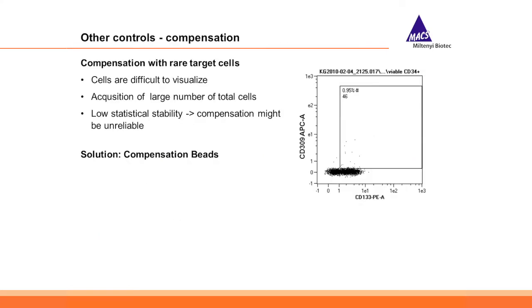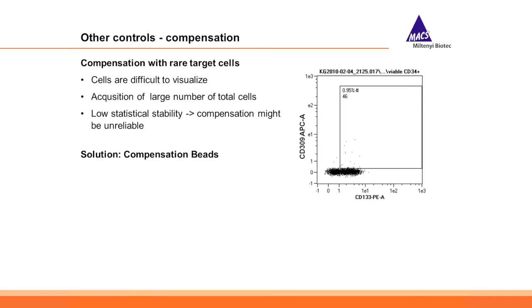And what other controls do you actually need? Of course, for setting up your experiment and getting meaningful data, you always need compensation as soon as you work with more than one color, which I assume you do. When you do compensation, normally you would stain your normal cells with the antibodies you use, make single stains, set the compensation, and then you're done.